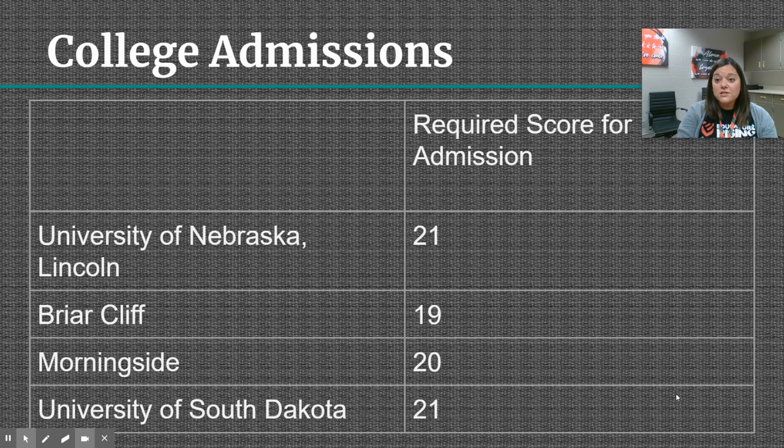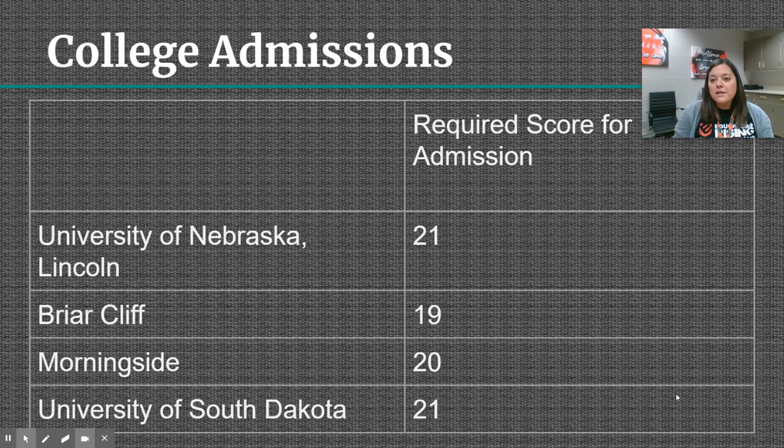The first thing that colleges are using your ACT score for is to determine whether or not you are admitted to a college. Most colleges have a minimum ACT score that they use to determine eligibility for admission. For example, the University of Nebraska in Lincoln requires that students have a 21 just to get into that college. Briar Cliff requires that students have a 19.